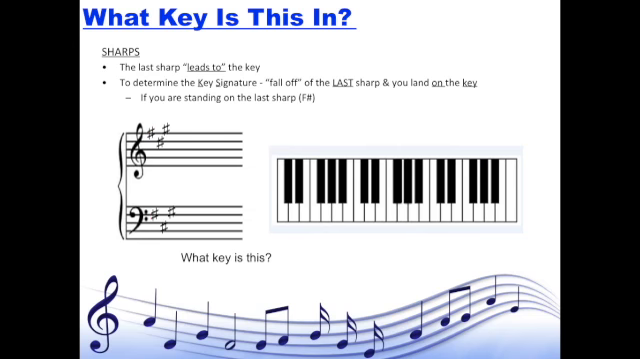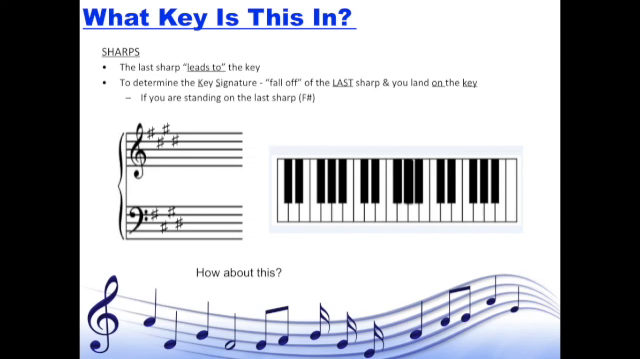Let's look at another one. So what key is this? Here we've got three sharps, right? And our last sharp, the one furthest to the right, is a G sharp. If we're standing on the G sharp and we fall off of it to the right, we land on an A. This is in the key of A major.